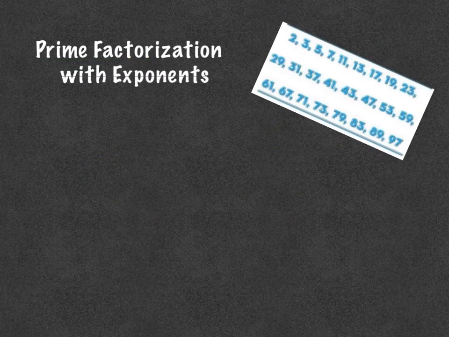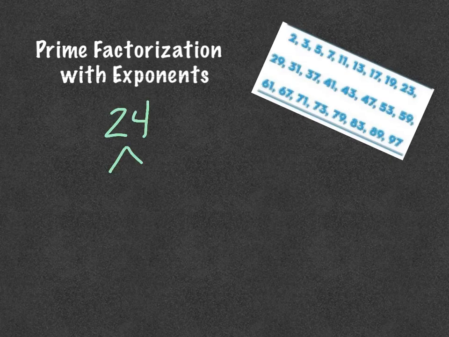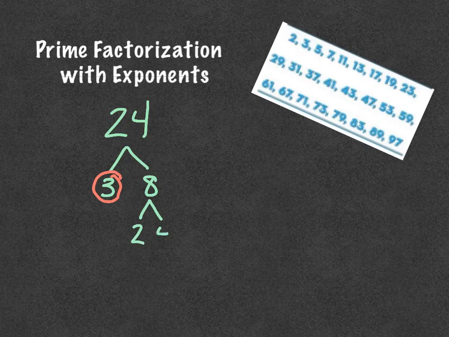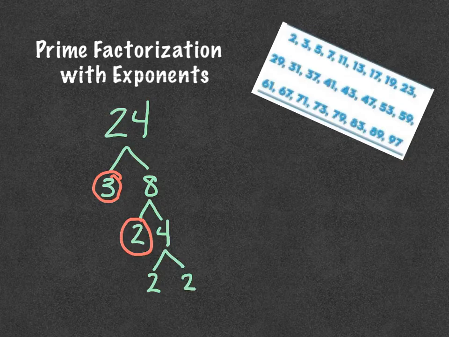How about let's do 24. So 24, and there's lots of factor pairs: 1 times 24, 2 times 12, 4 times 6, 3 times 8, so many of them. Let's do 3 and 8. So 3 is a prime number. 8 is not, so we're going to split it up. So 2 times 4. This 2 is prime. This 4 I can split out again, 2 and 2. 2 times 2 is 4.